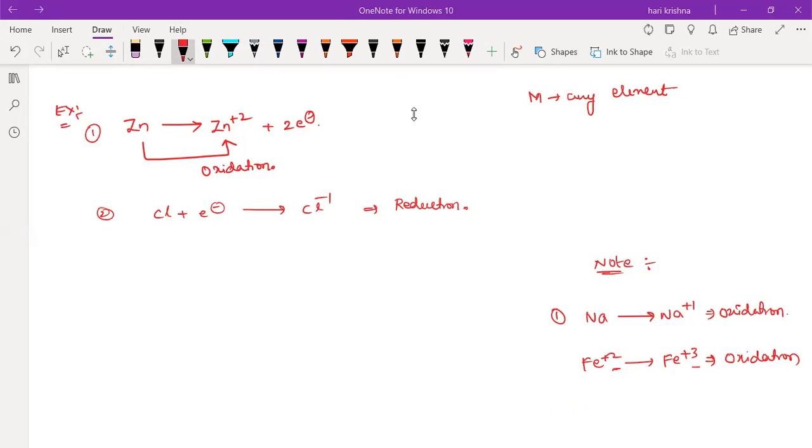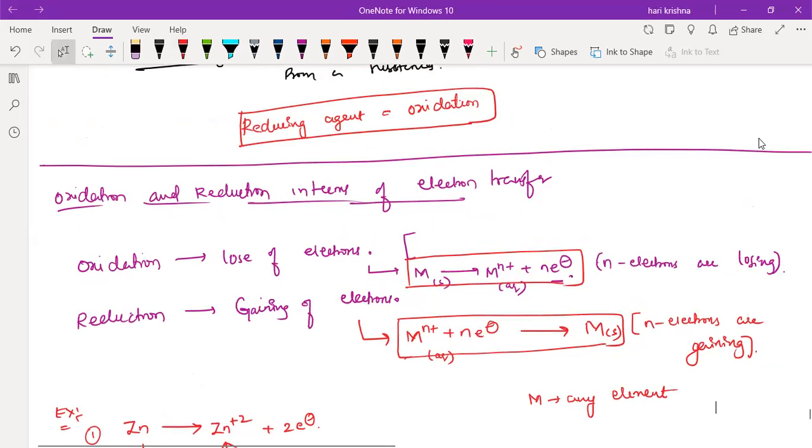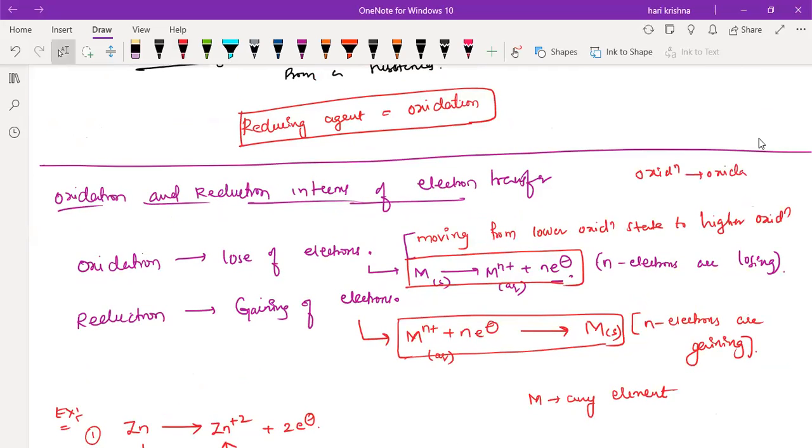I am getting a response only from one or two candidates. So I left some gap here. Moving from lower oxidation state to higher oxidation state, just to understand, this is oxidation. I'm writing it as a shortcut: higher oxidation number. Then what is the reduction?